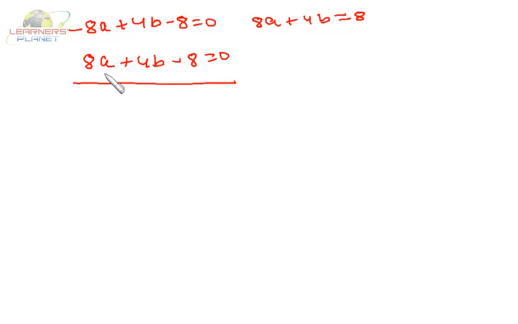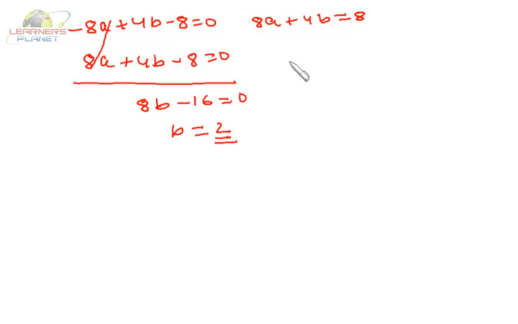So this is negative and this is positive, so they will get cancelled. And 4b plus 4b is 8b. Then minus 8 and minus 8 is minus 16, equal to 0. That means b is equal to 2. Now put the value of b in any of the equations and get the value of a.